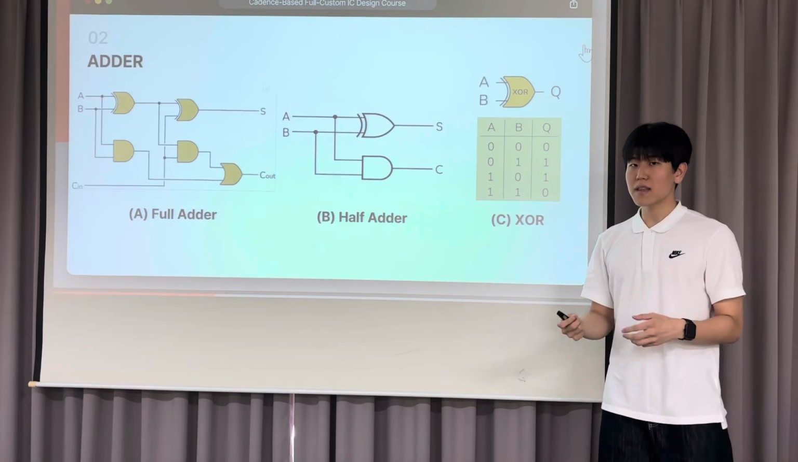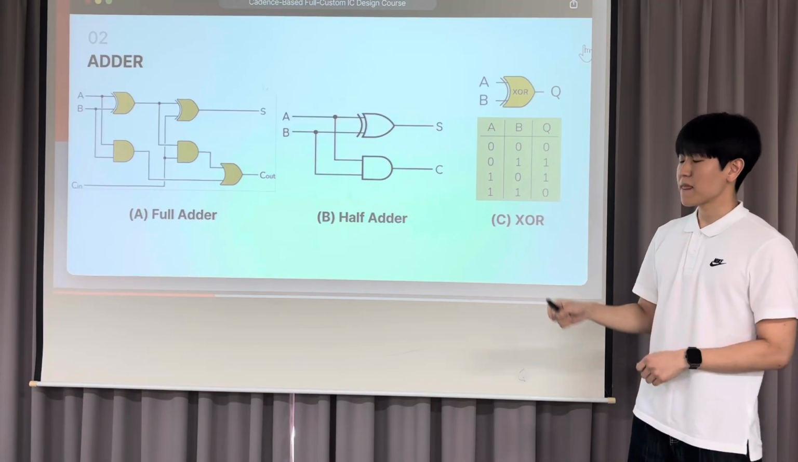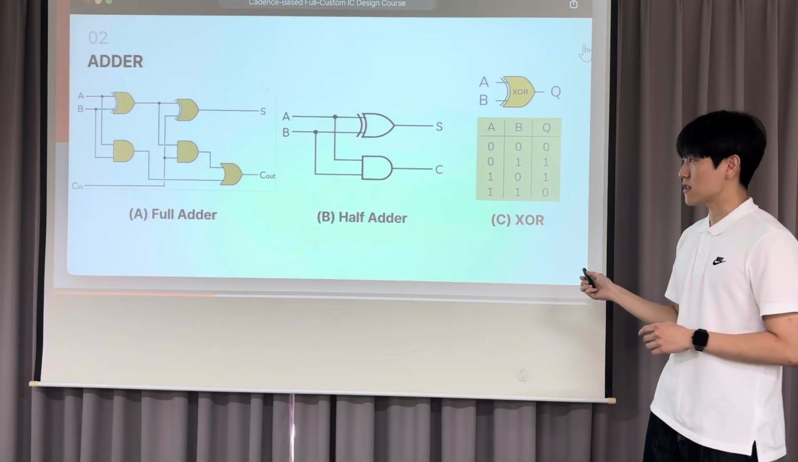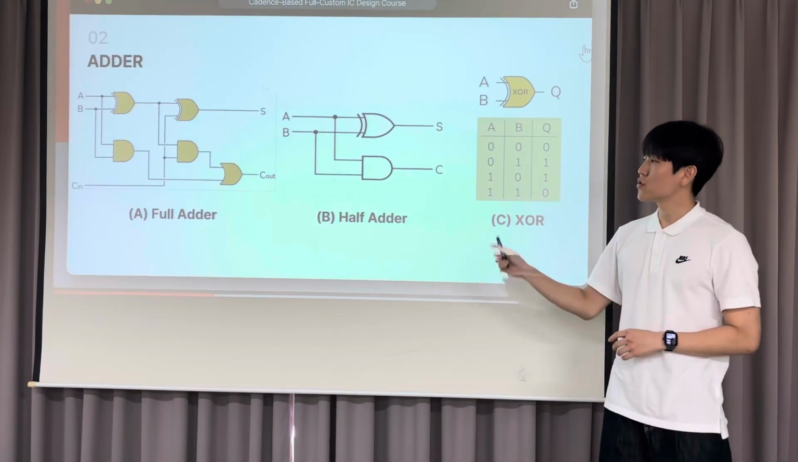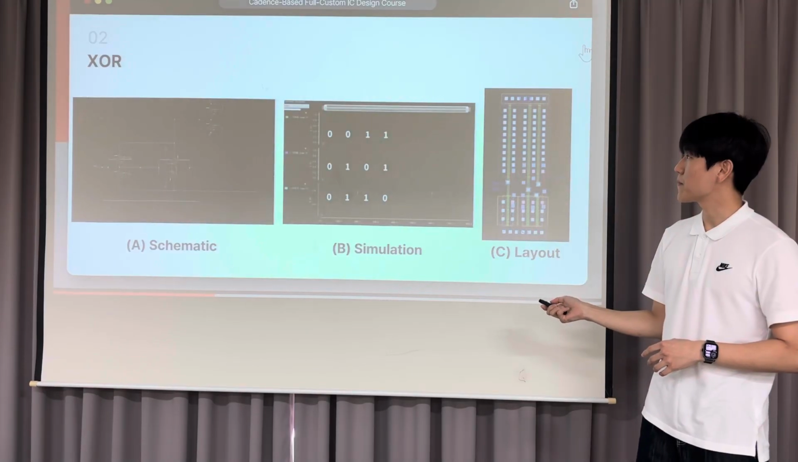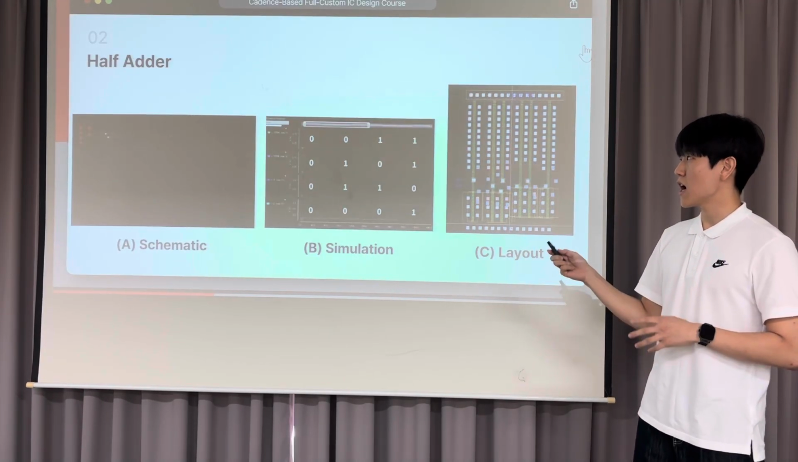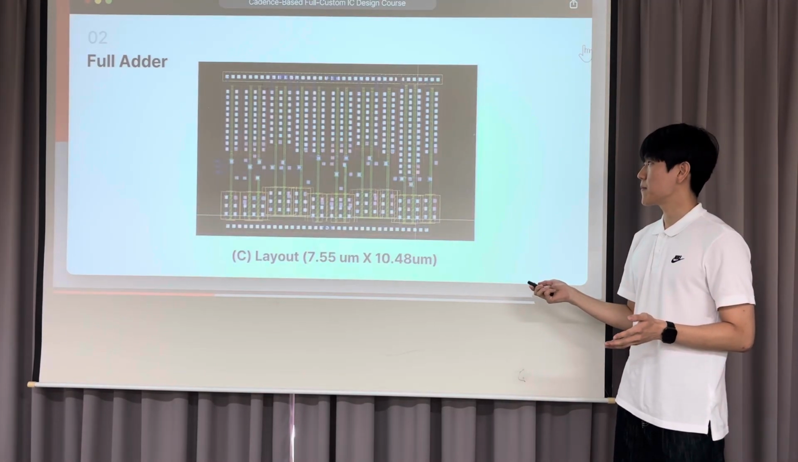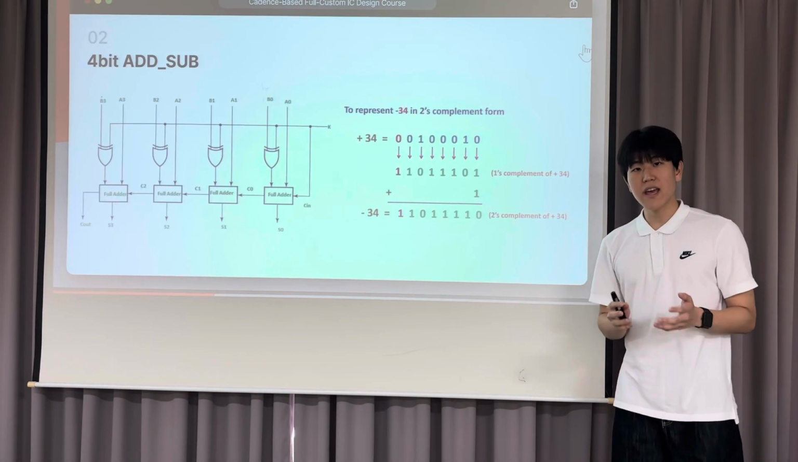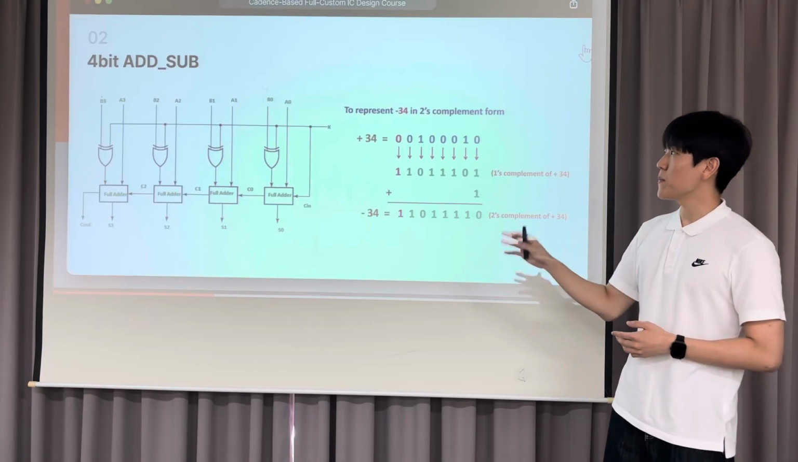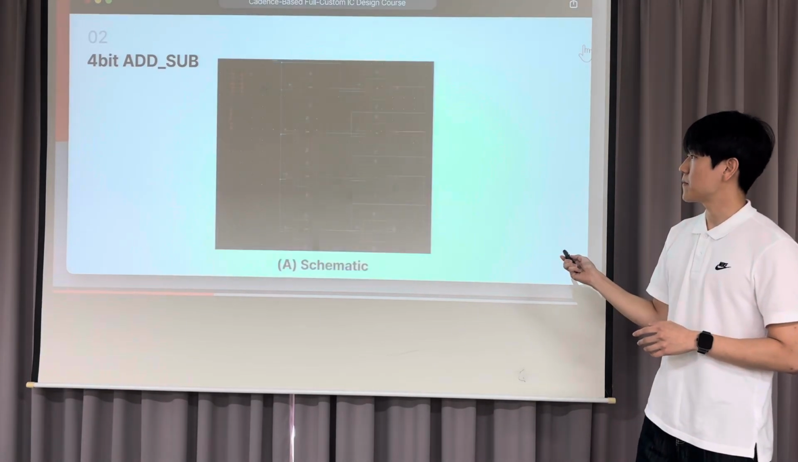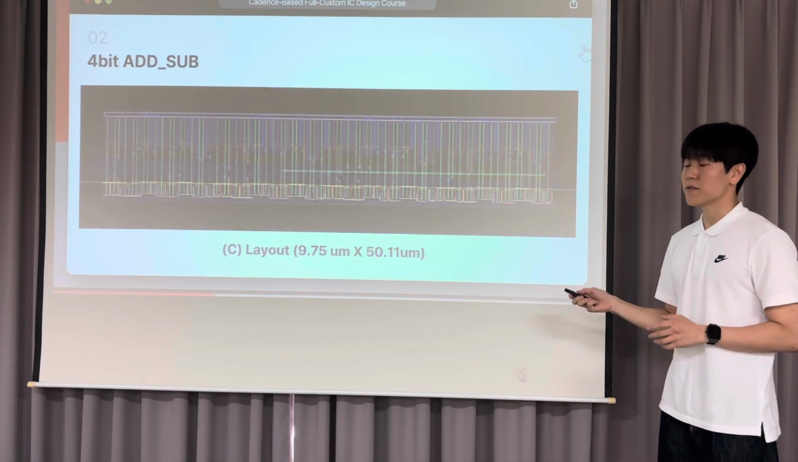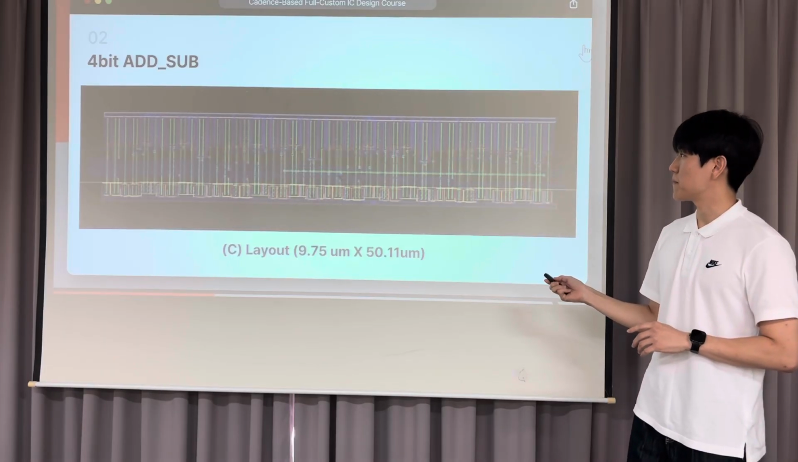And I finally made the full adder circuit. To build this, I first designed the half adder and XOR gate, and then combined them to make the full adder. So XOR and half adder, and combine them to make the full adder. And then I extended it to make a 4-bit adder-subtractor. So this is my final layout of the 4-bit adder-subtractor.